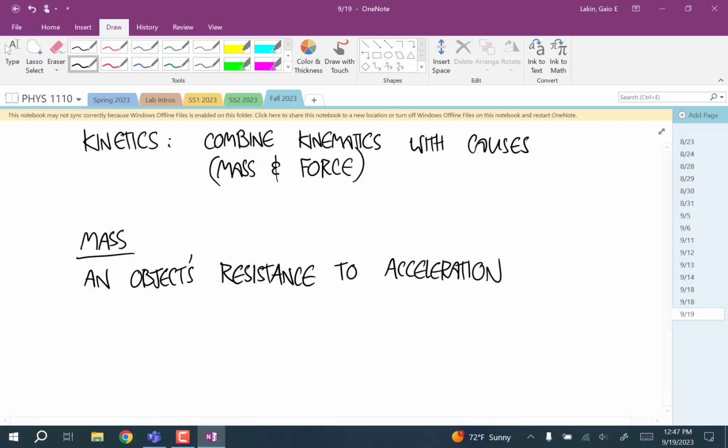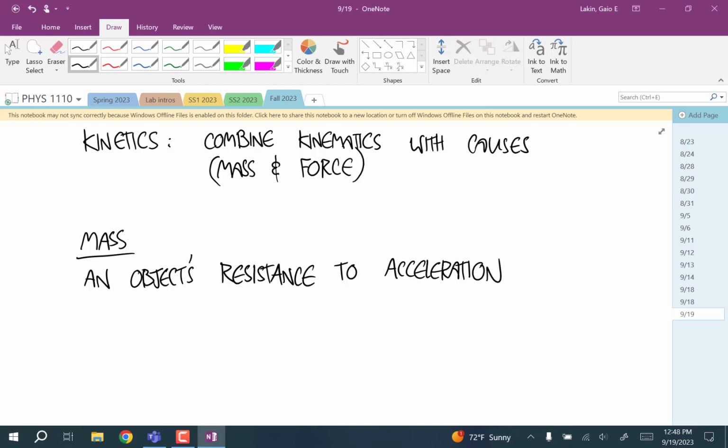Mass is related to weight, but it's not the same thing. Weight is how hard gravity pulls down on you. Mass is something that doesn't have anything to do with gravity. On the moon, your weight is different than it is on Earth, but your mass is the same on the moon as it is on Earth.